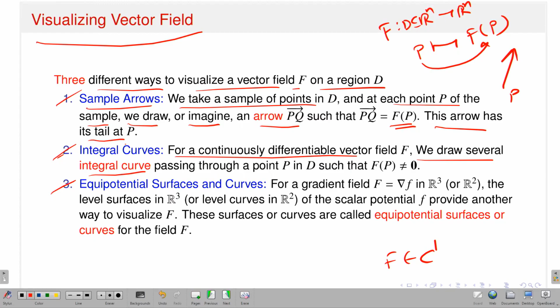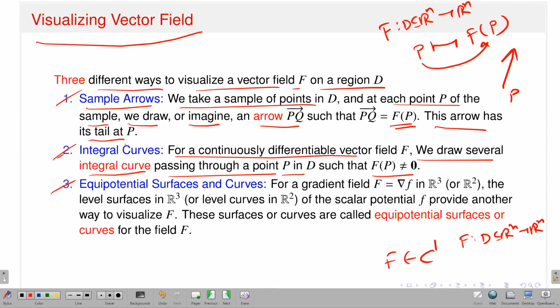I will draw several integral curves passing through the point P in D, for which F of P is non-zero. So what it says is that you have a vector field F from a domain D, a subset of Rn, to Rn. It is a function, and it will have a geometric interpretation. That means at each point P, I am associating a vector that I denote as PQ, where the PQ vector is nothing but capital F of P, with the same direction and magnitude.